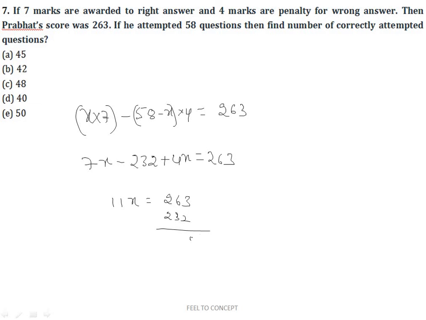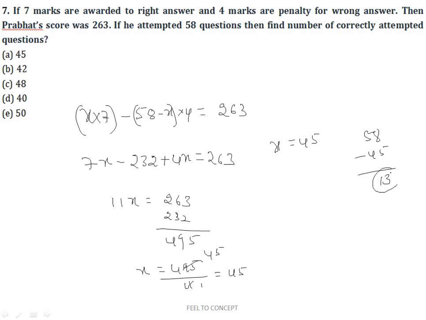There should be 495. X equal to 495 divided by 11. 11 ones are 11, 11 fours are 44, 11 fives are 55. X equal to 45. Number of correct questions is 45. Wrong questions should be 58 minus 45, which is 13. What they have asked is the correctly attempted questions, which is 45. This is the right answer.